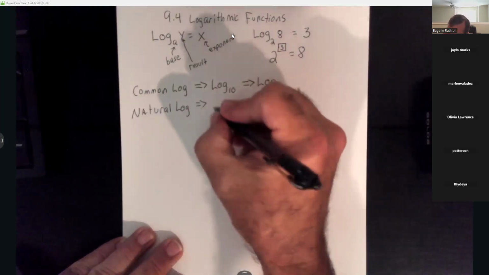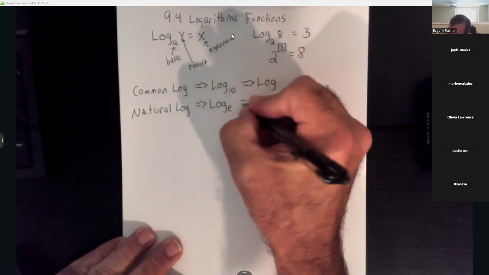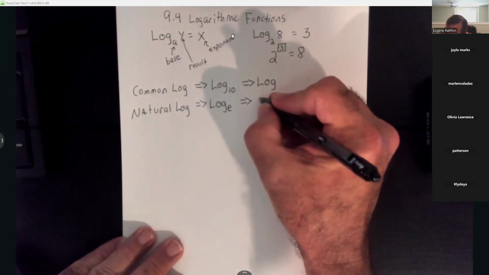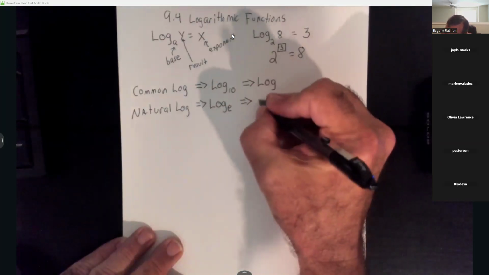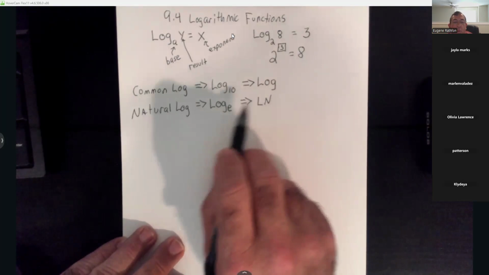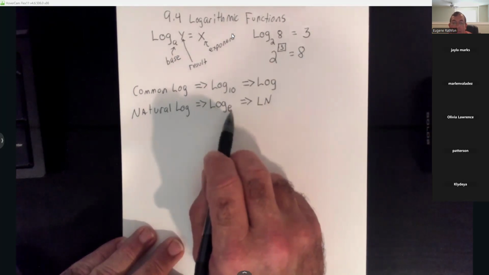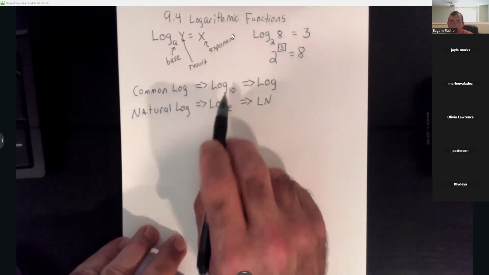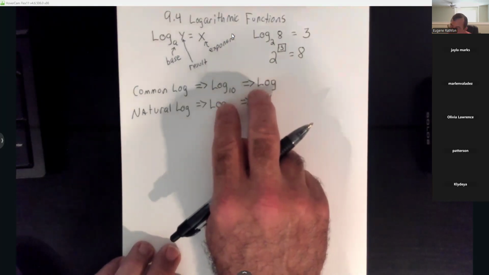The natural log would be a log base e. Now on the calculator, to represent a natural log, next to the, it's either the 4 or the 7, that LN button. LN is notation for this natural log. So if you see LN, it's automatically log base e. If you see log without a base, it's automatically a log base 10, okay? So they'll give us examples using these later, okay?